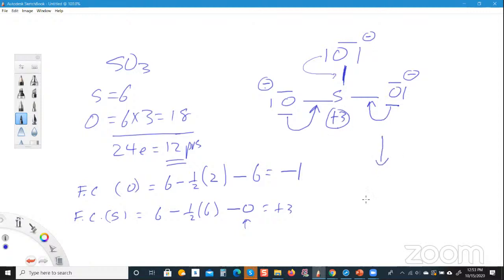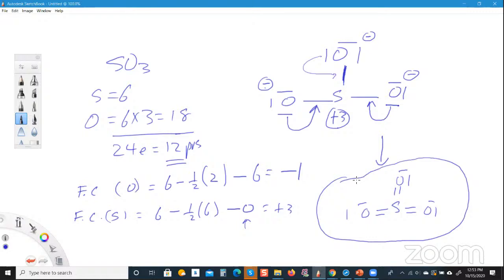So therefore, the final answer is going to be S double bond O, lone pair, double bond O, lone pair, double bond O, lone pair. And this would be the final answer. All right, so that's the Lewis symbol for sulfur trioxide. Any questions about this one?